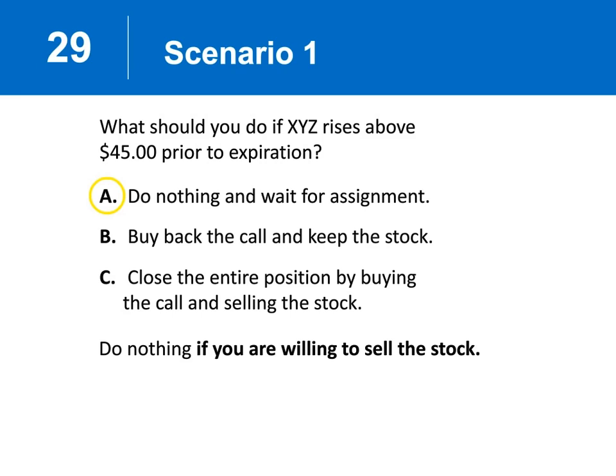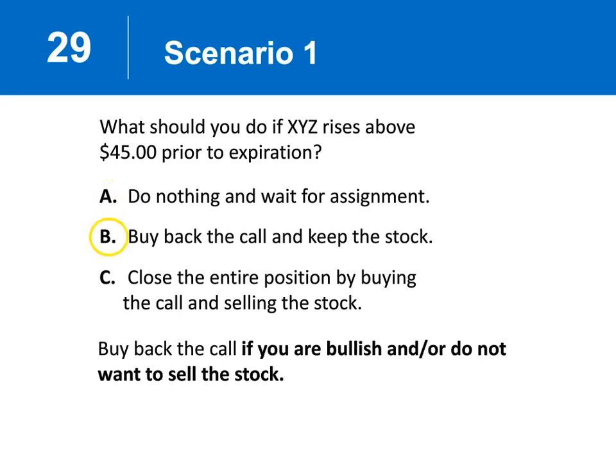If your forecast changed, on the other hand, and you decided that you were now very bullish in the underlying, you're no longer neutral to moderately bullish, you're aggressively bullish. You think the stock's going higher and you want to participate in that move. Choice B says you could buy back the call and keep the stock.